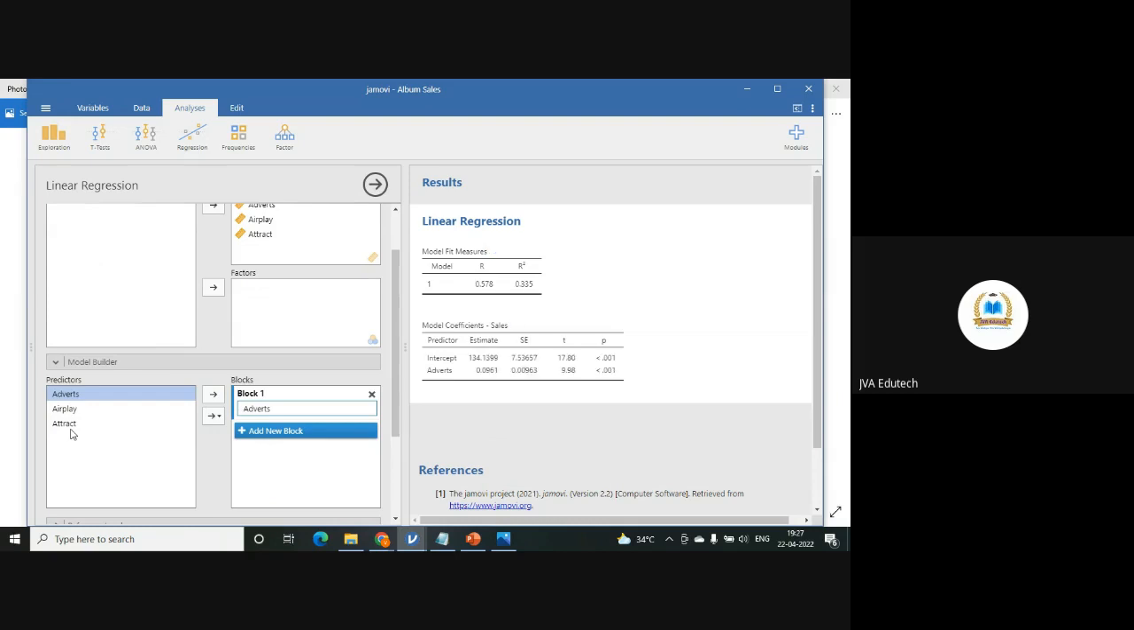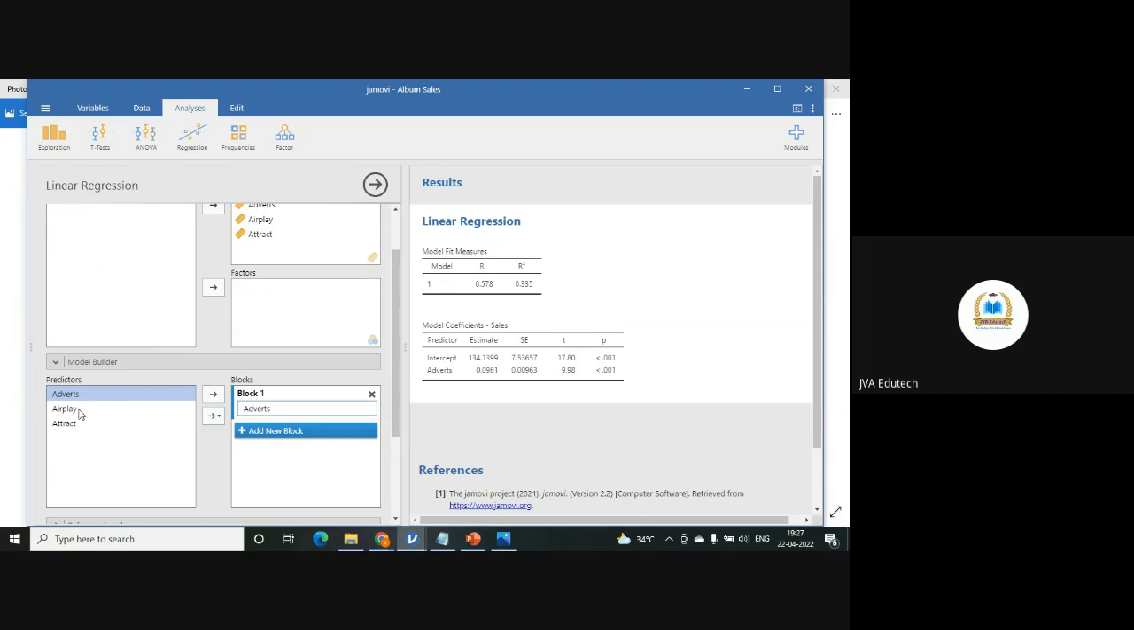In this case, I am not sure which of these will come next. I am very sure that maximum variance will be explained by advertisement. So I am doing hierarchical regression, stepwise regression. I have taken advertisement in the first block, which means first this will be regressed. If I am sure whether airplay or attractiveness will be the next one, then let's say I'll choose airplay in block 2 by clicking on add new block, and attractiveness in block 3.